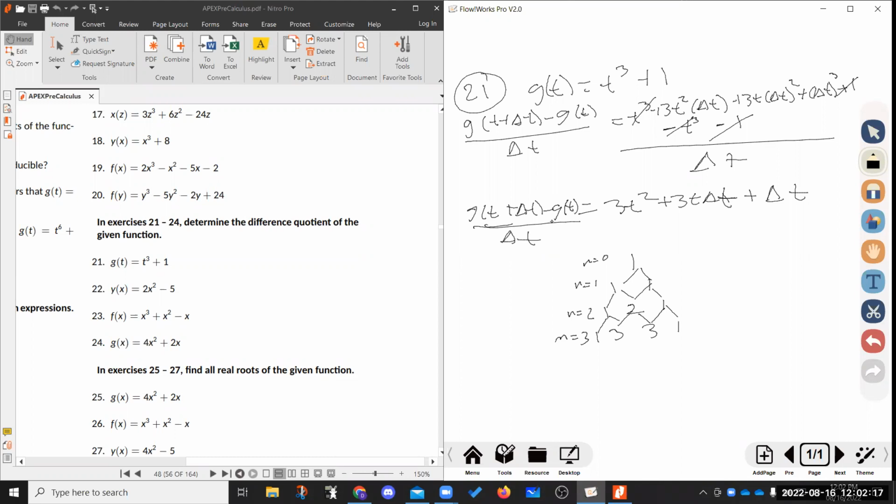So Pascal's triangle is going to help us a lot here.